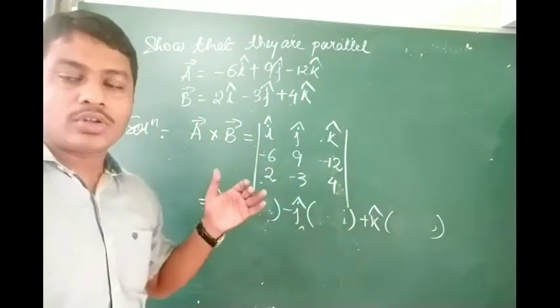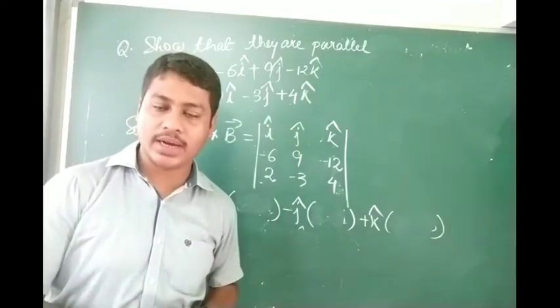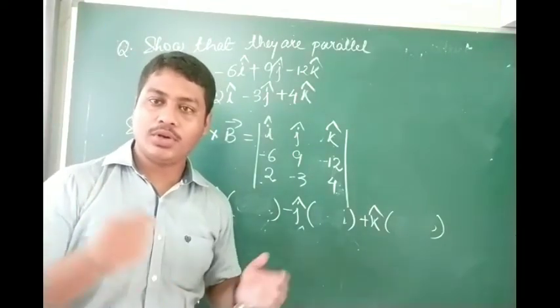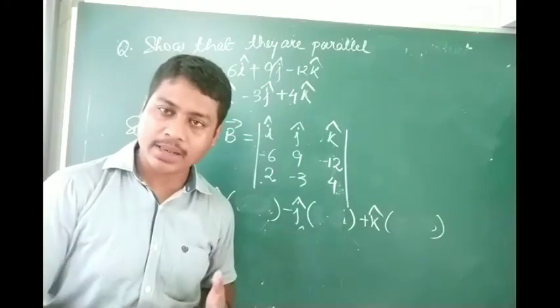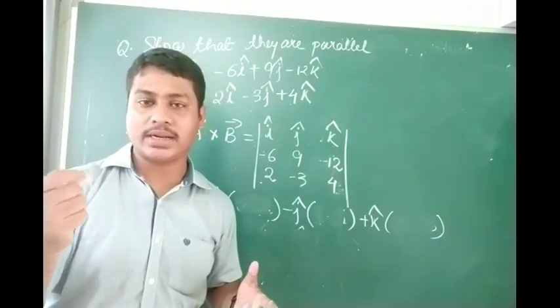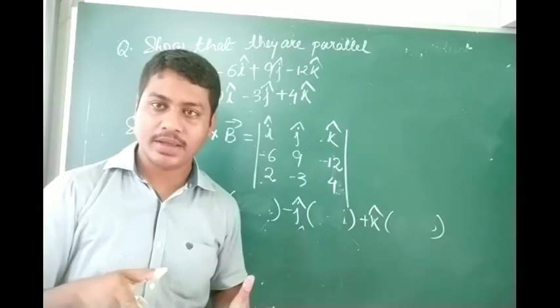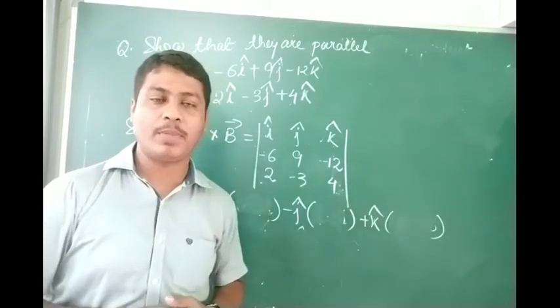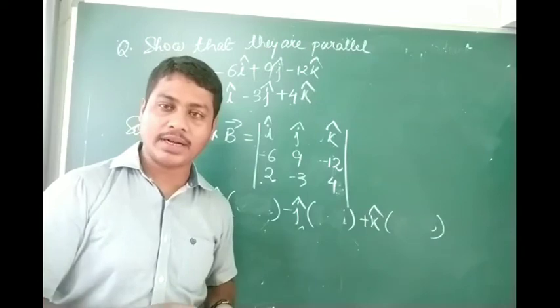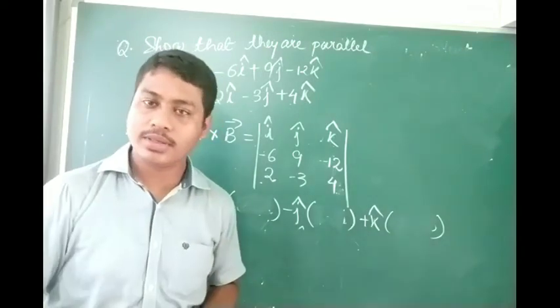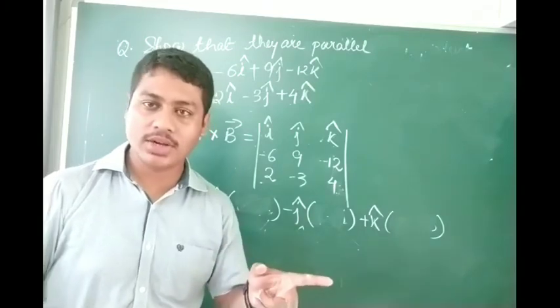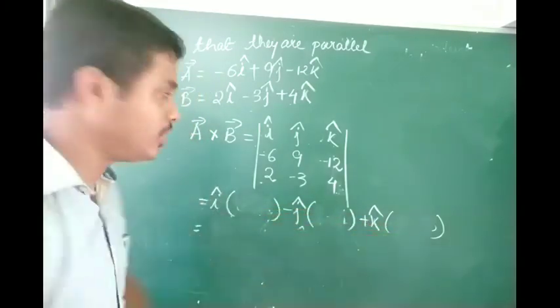So how will you prove that they are parallel to each other? For that you do the cross product. If you get the answer equal to 0, that means both the vectors are parallel to each other. Because you can see in the property we have done, for parallel or equal vectors your answer was equal to 0, because sin 0 is 0. So we should get the answer 0 here.